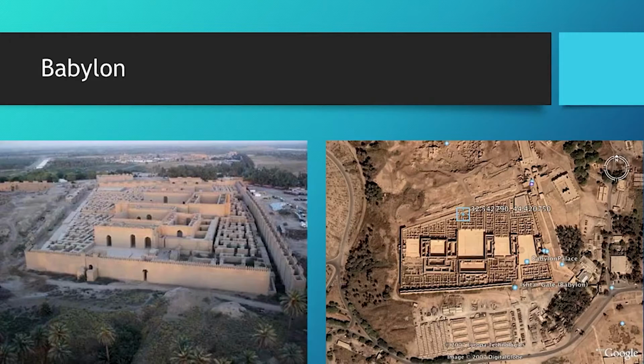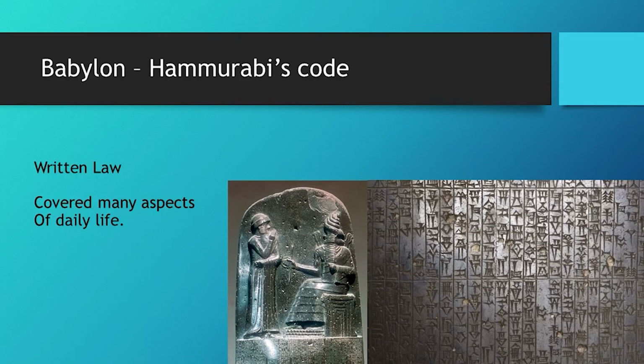Now we're going to talk about Babylon. Look at that structure there. It's a city with walls around it. What do we call that? If it's an autonomous political unit, a city-state, okay? Here's Hammurabi's Code, one of the first written laws. I want you to read the primary source, look at the questions.